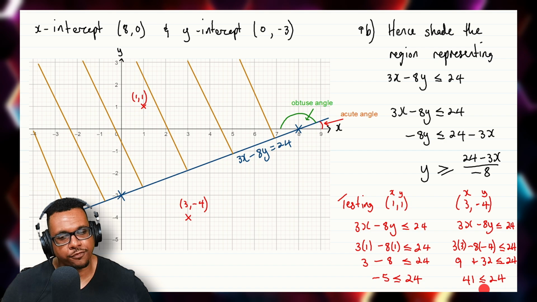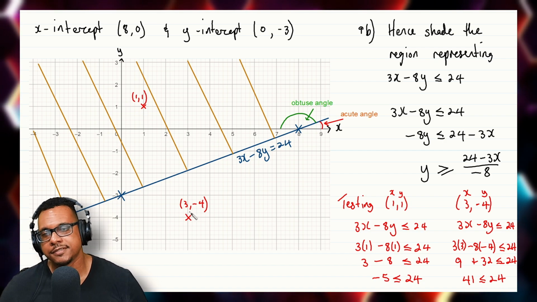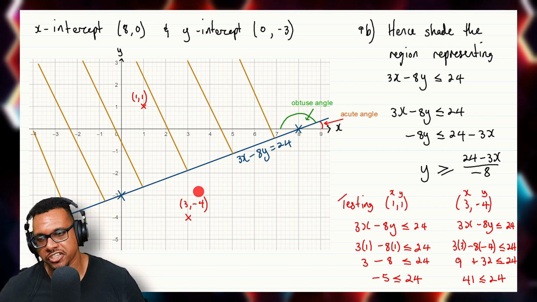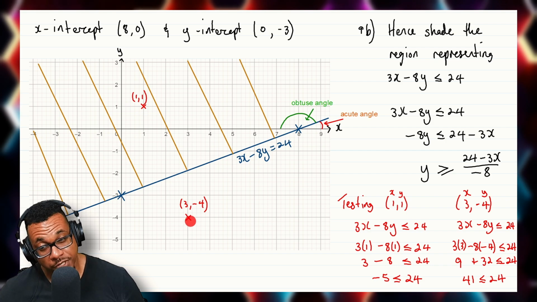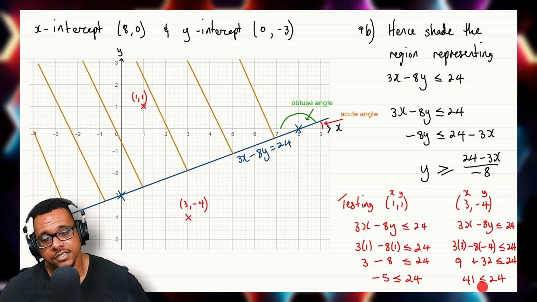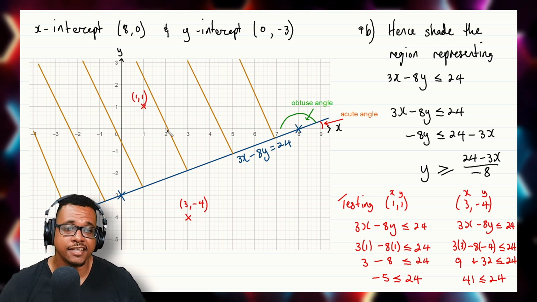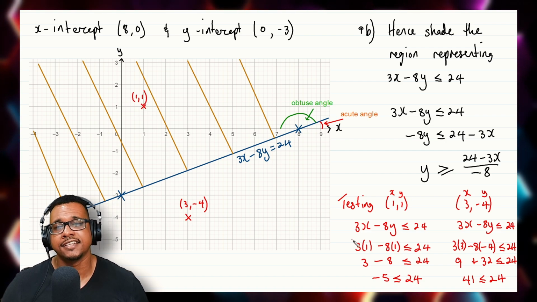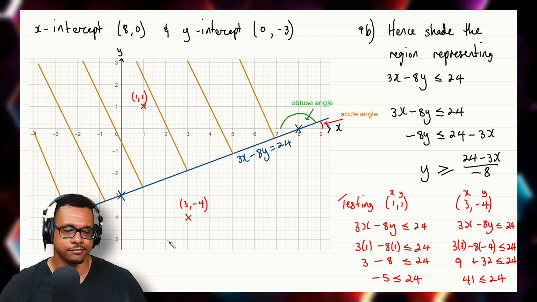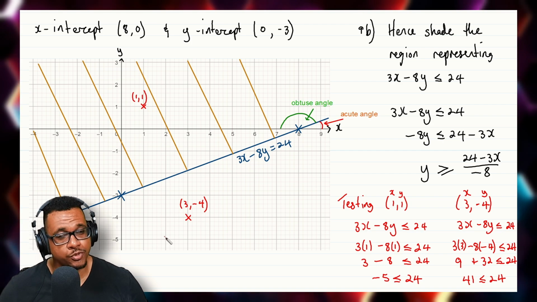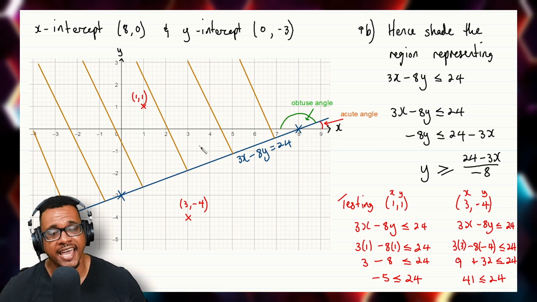So because of this false statement, this region down here is not the shaded region. So you see, I test a point below the line and it was false. That's why we're not shading below the line. I test a point above the line and it was true. And that's why I shade above the line. So that's another method you could use to determine which side of the line to shade.